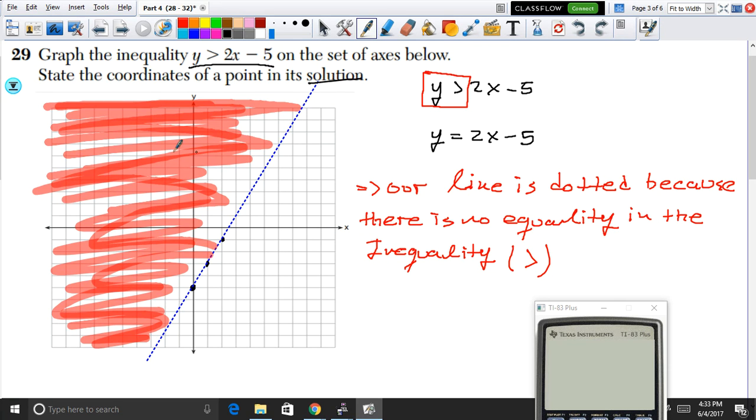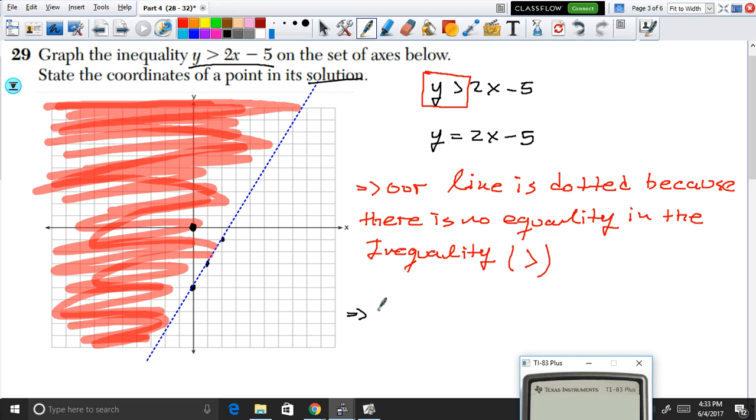So out of the many points that you can choose, if we want to state the coordinates of a point, we'll just choose a point that is on the shaded region. I'm just going to choose the easiest one, which is the origin, 0, 0. So a point in the solution, I'm going to call it a solution point, is 0, 0. I just chose the easiest of them all. You could have chosen any other point, this point or this point as well. The whole idea here is that you just have to choose a point that is part of the shaded region here.